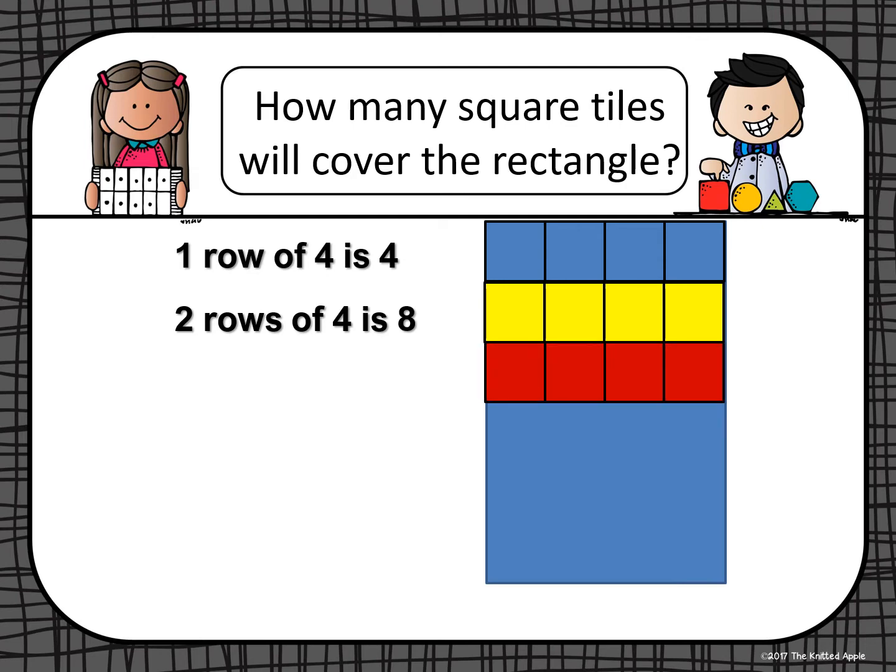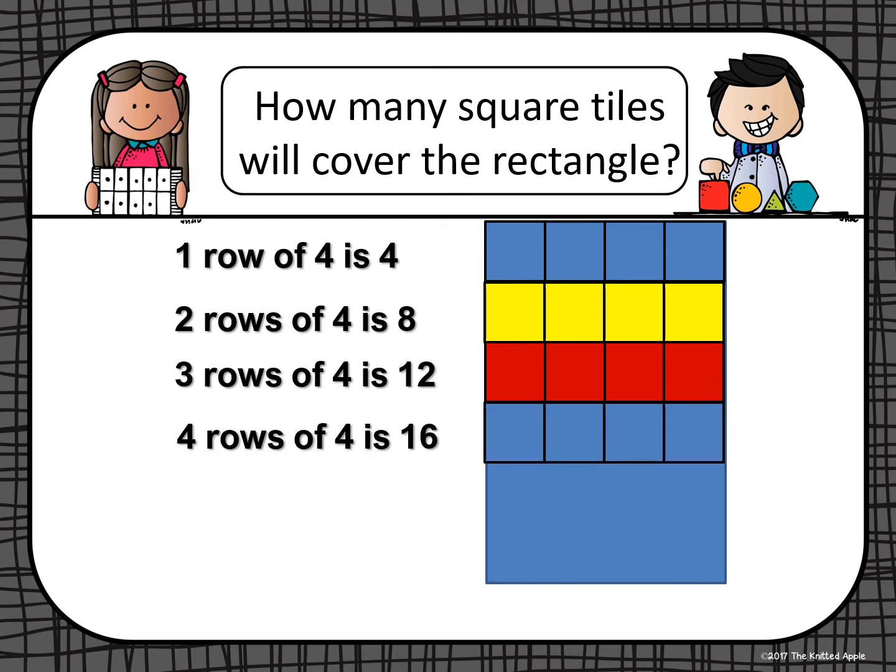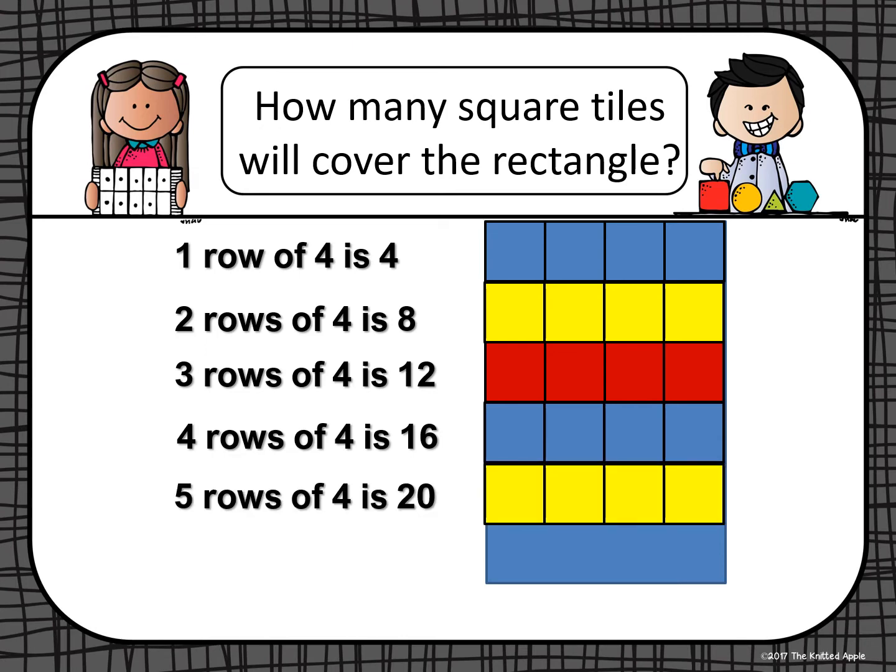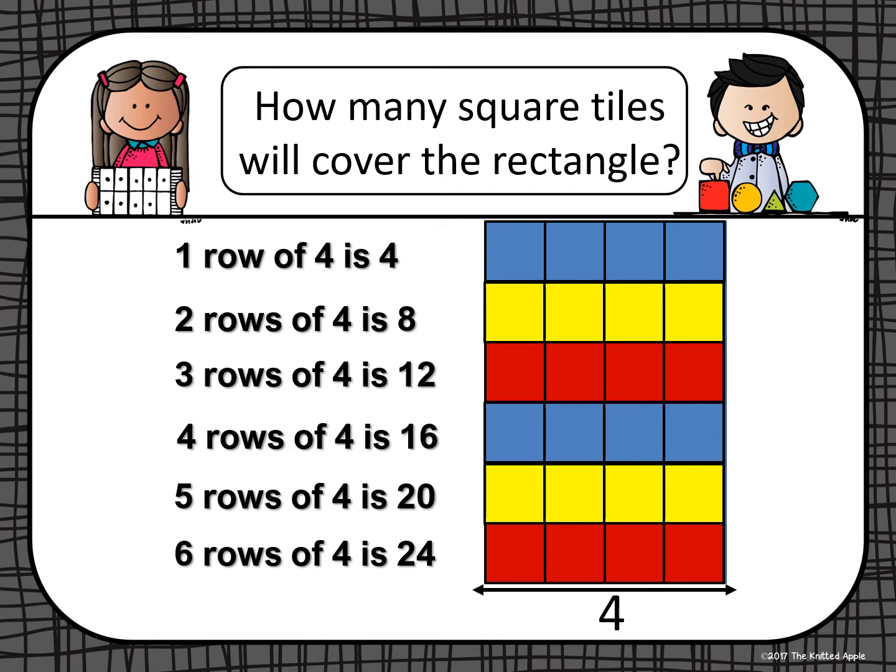3 rows of 4 is going to be 12. 4 rows of 4 will be 16. 5 rows of 4 is going to be 20, and we continue to add another group of 4, and 6 rows of 4 is going to be 24. So I have 4 tiles in each row, and I have 6 rows of those tiles.